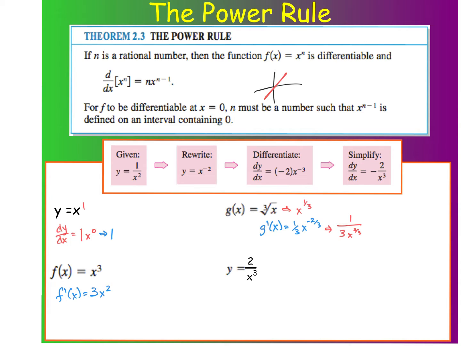All right, let's look at this next one. I got y equals 2 over x to the power of 3. Now, before you do anything here, I would rewrite this. How would I rewrite this? This would be 2x to the power of what?